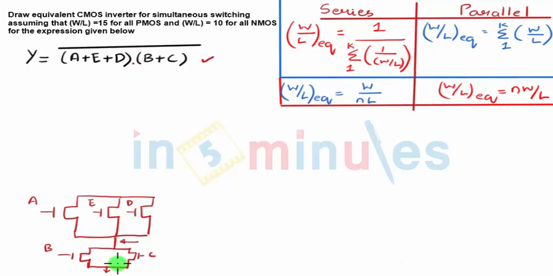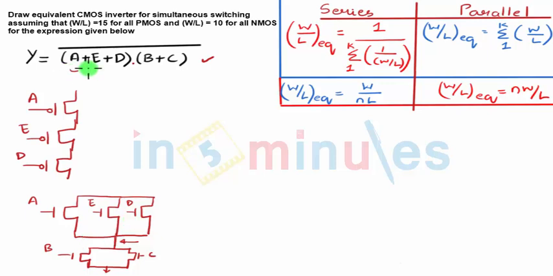Exact opposite to my pull down circuit is going to be my pull up circuit. What does that mean? It means that if A, E and D are connected in parallel in pull down, that is in NMOS, then in pull up A, E and D will be connected in series. Pull up is nothing but my PMOS, so let's quickly do that. A in series with E in series with D.